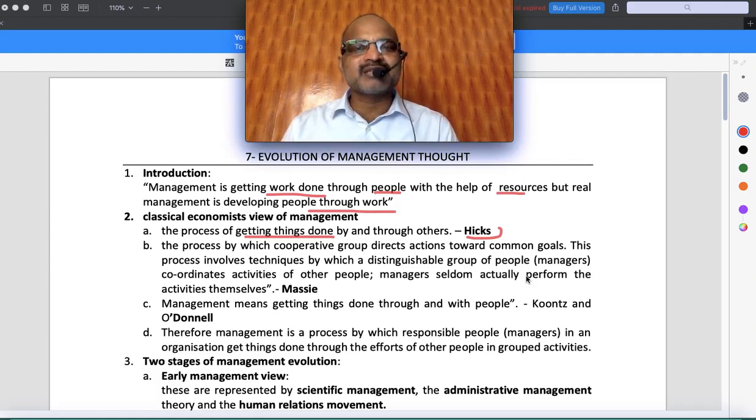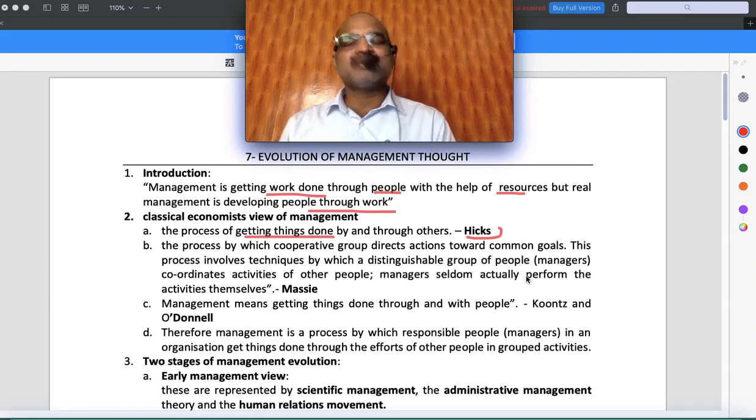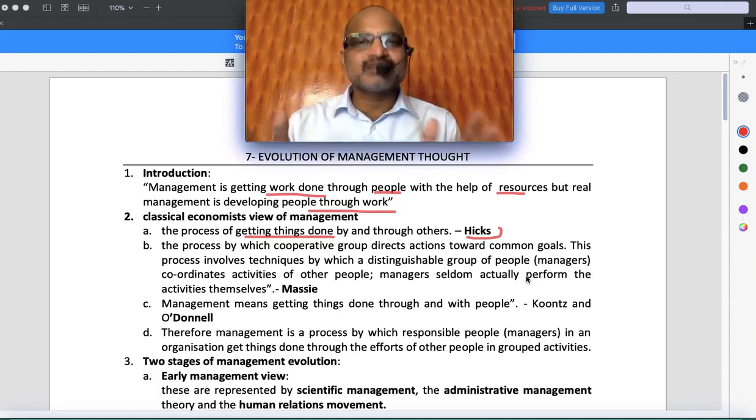Management is nothing but the day-to-day activities that are supposed to be conducted in the company. These day-to-day activities cannot be conducted unless we have resources available. If resources such as men, material, machines, money, etc. are available, then we can get things done. So management's main objective is to ensure getting things done with the help of resources. That is the first point.